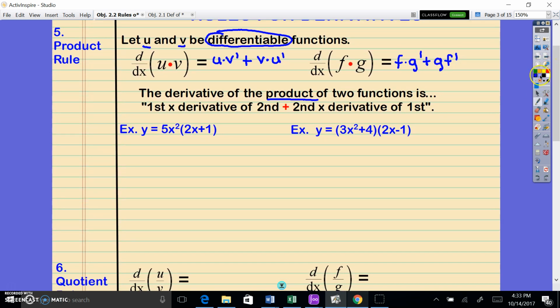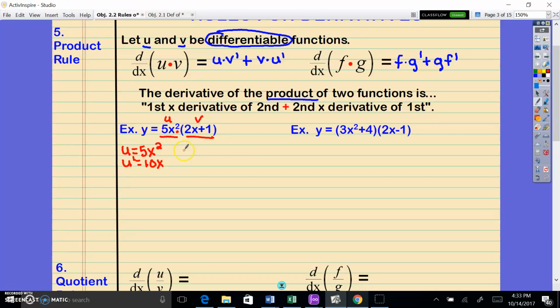So the first thing I'm going to do is set up my information to the best of my ability. I have a function times a function. So this is your u and this is your v. I'm going to say u is 5x squared, and then u prime, the derivative of u, would be 10x using the power rule. So the power rule doesn't go away. It still exists. It's actually helping us complete this product rule.